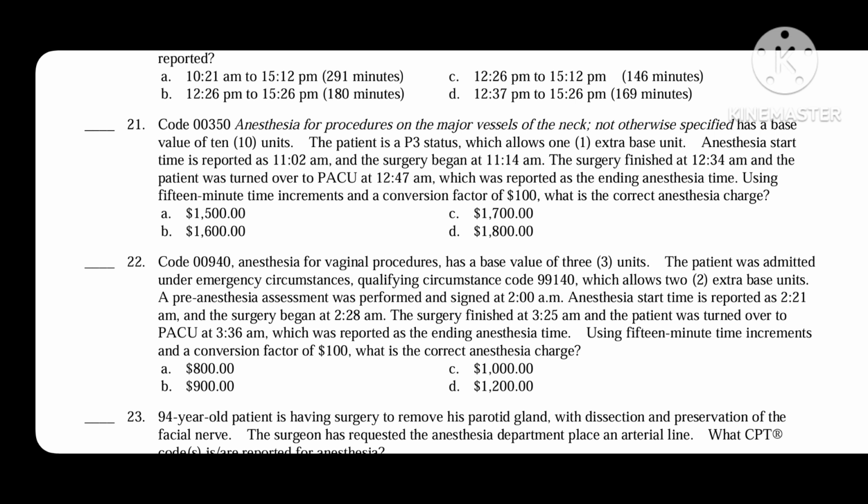This is how we calculate the anesthesia charges. So don't forget about the extra allowance of base unit. That has to always be added to the base unit so that you will get more reimbursement. When you are calculating it, don't forget about the extra base units, because if you forget that, the answer will become $1,700. So don't miss that. This is how we do the anesthesia charges calculation.